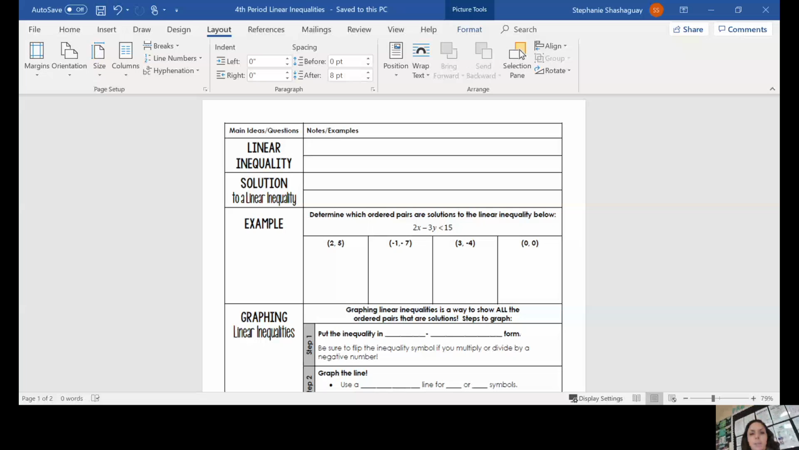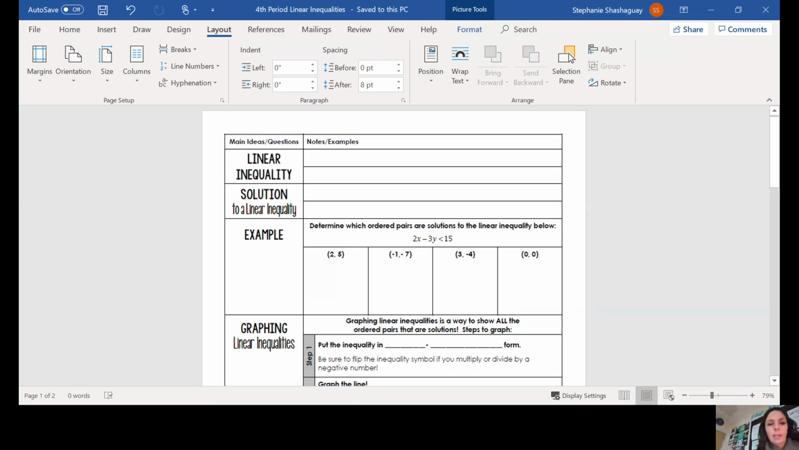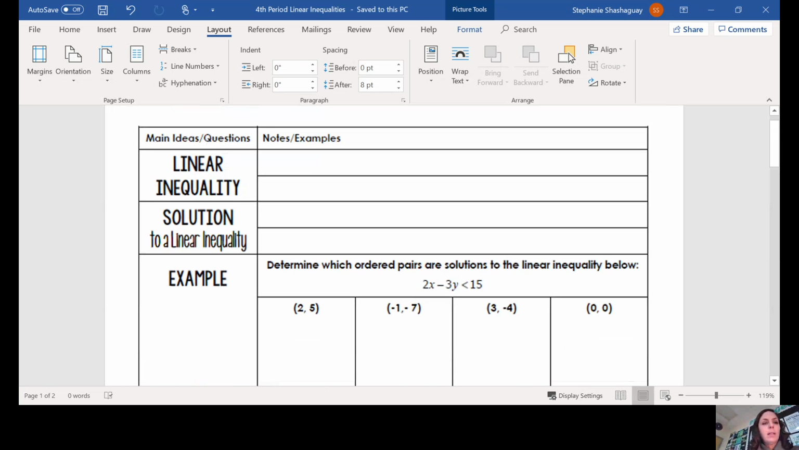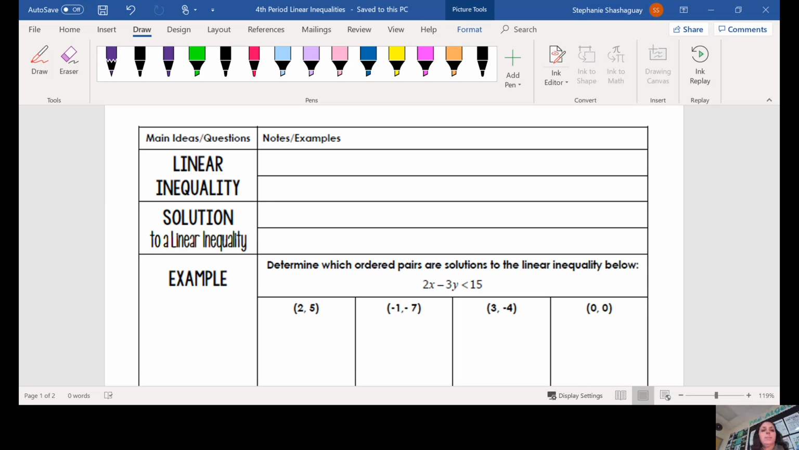All right, guys, today we're going to be learning about linear inequalities and systems of linear inequalities. So to get started, we're going to, of course, learn about what a linear inequality is. And we're going to do some practice, and then we're going to practice with systems of inequalities.